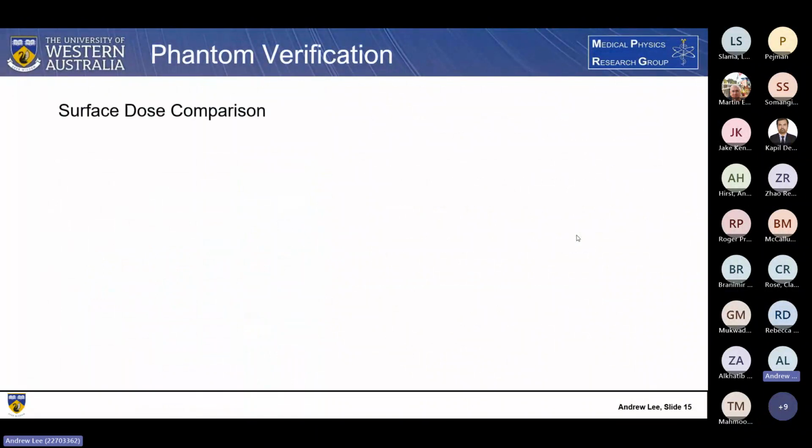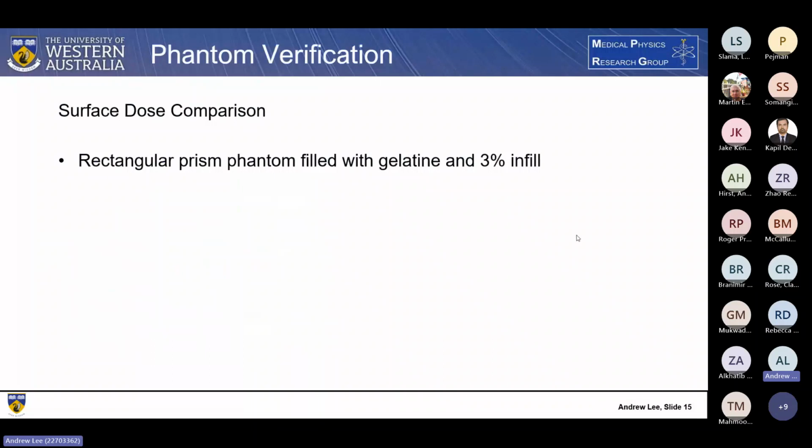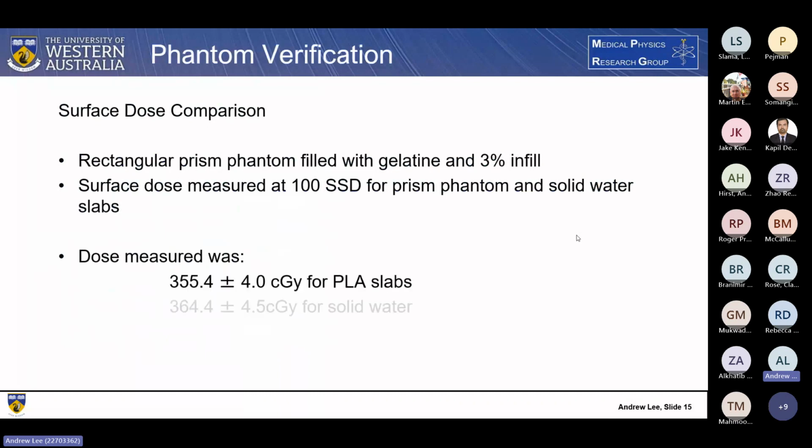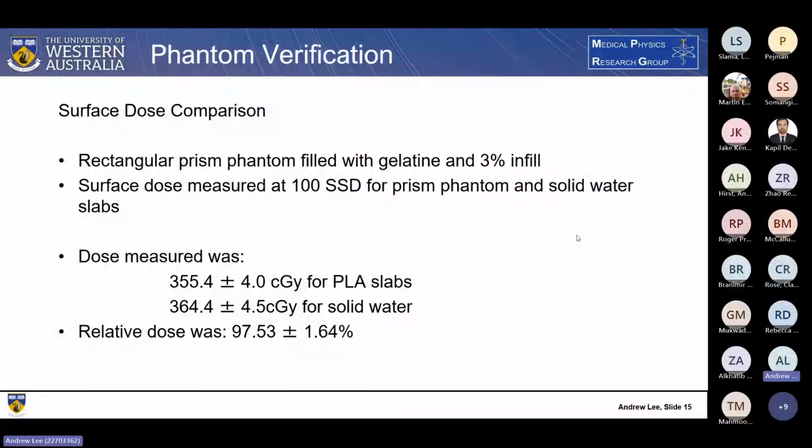We also did a final surface dose comparison. We did this with a rectangular prism phantom filled with gelatin and 3% infill, and compared the surface dose with film to solid water slabs. And so we get a relative dose of 97.5%. Now, including some uncertainty for our calibration curve and scanner, it's possible that the difference is not statistically significant.